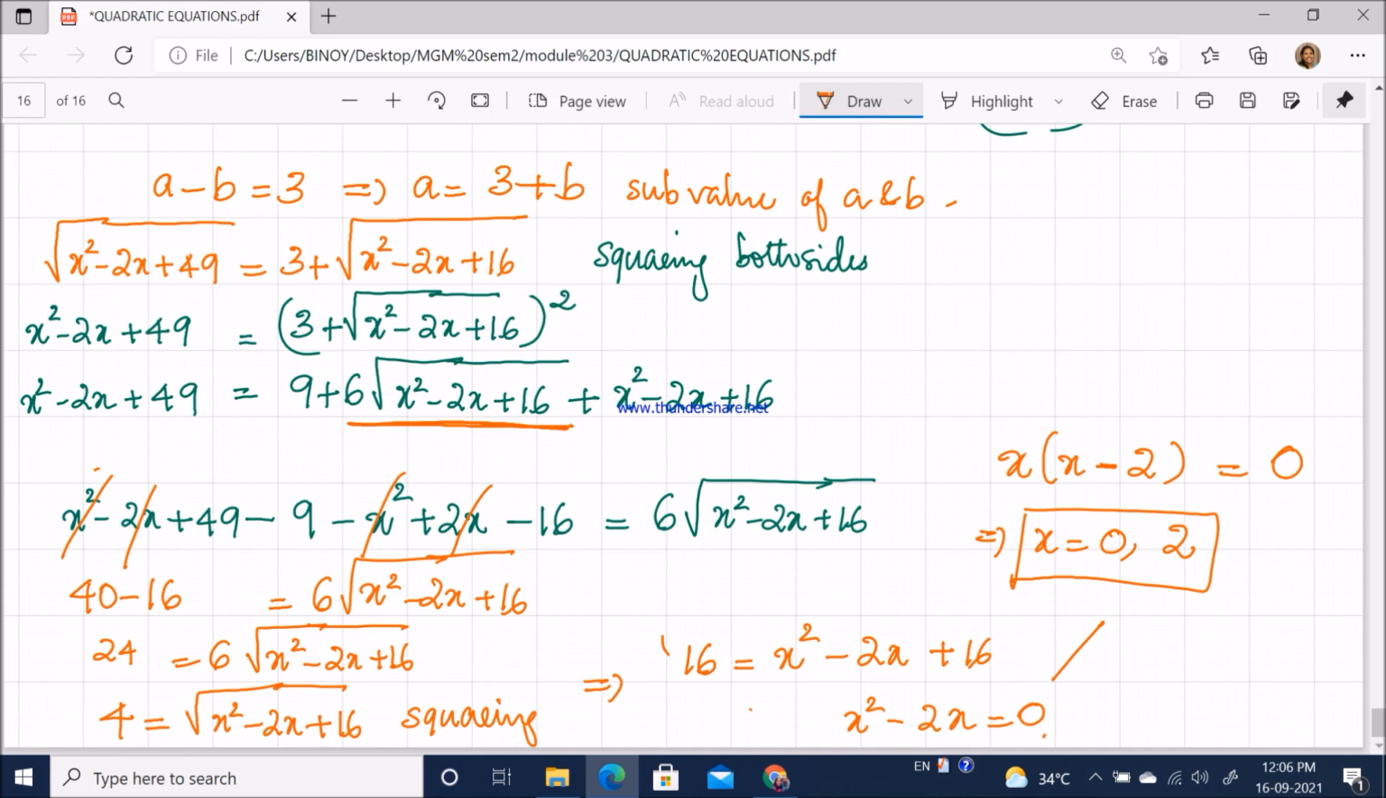Hope this is clear for you. Next class we will be dealing with the formulation of quadratic equation according to the roots.